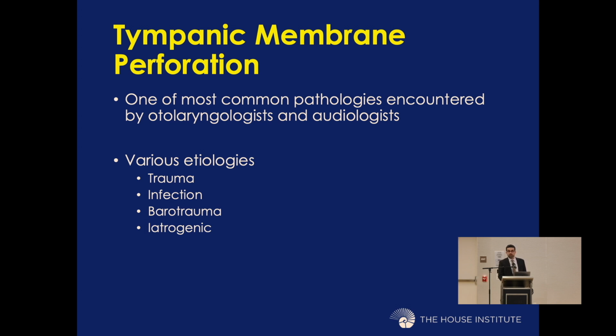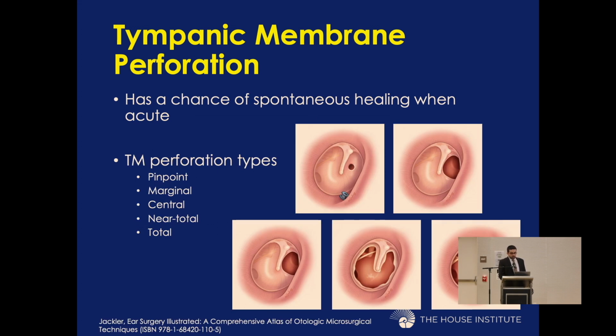Could be a result of trauma, whether it be accidental injury with Q-tips, from a car accident, or from barotrauma, for example during flights, if they have a sudden or accelerated descent. Could be a result of infection, which is very common, and also could be iatrogenic. Maybe the patient had a previous tympanostomy tube placed, or maybe somebody did a surgery on the eardrum and it just didn't heal well. So when we are dealing with a tympanic membrane perforation, we always ask about acuity.